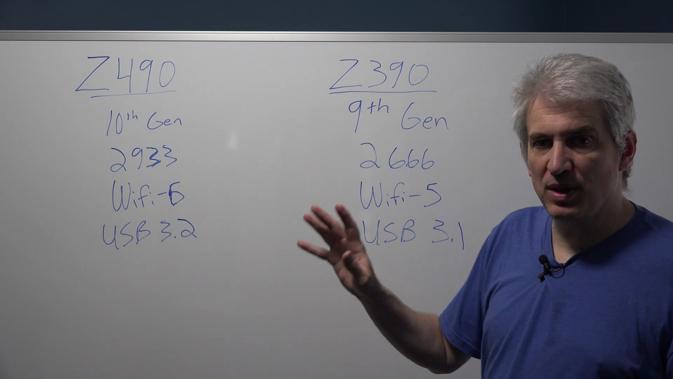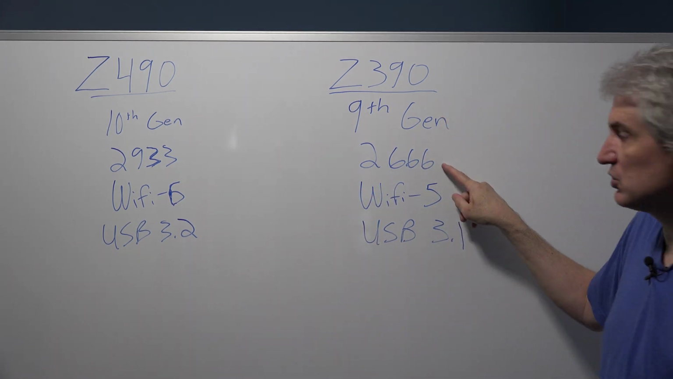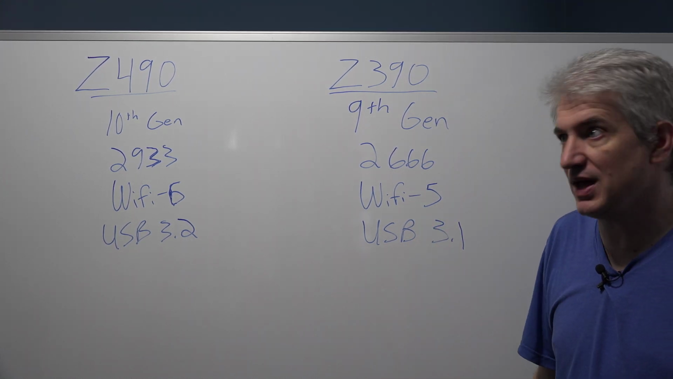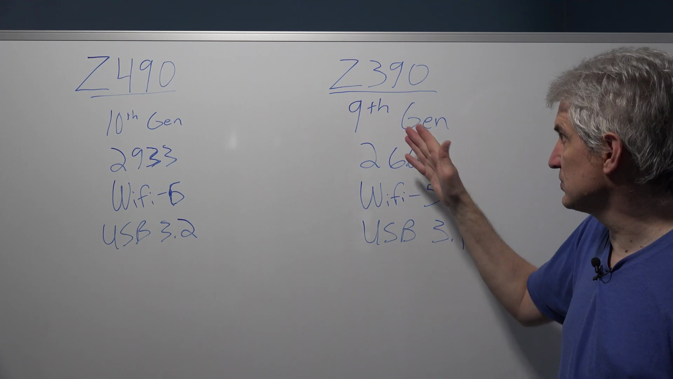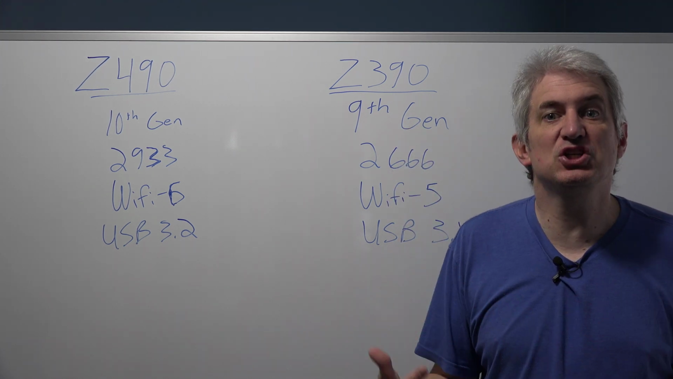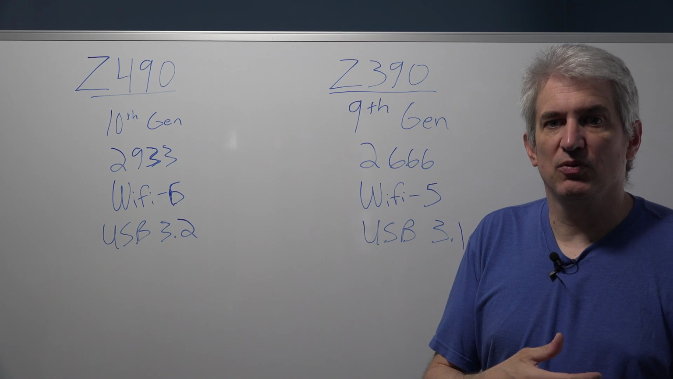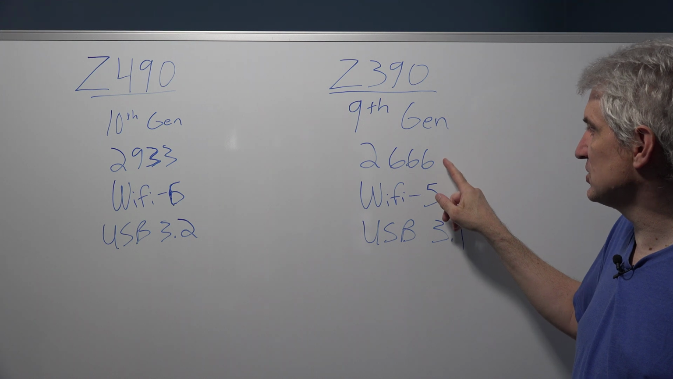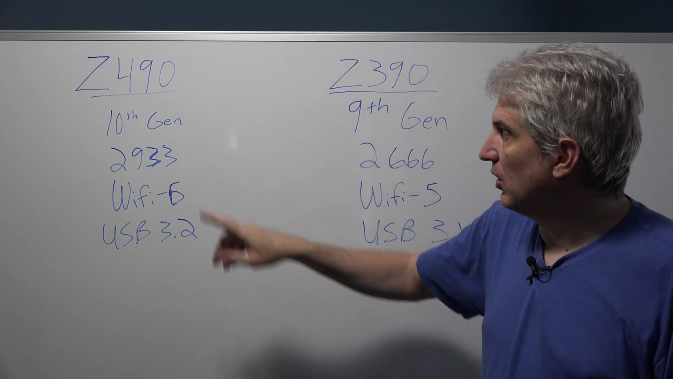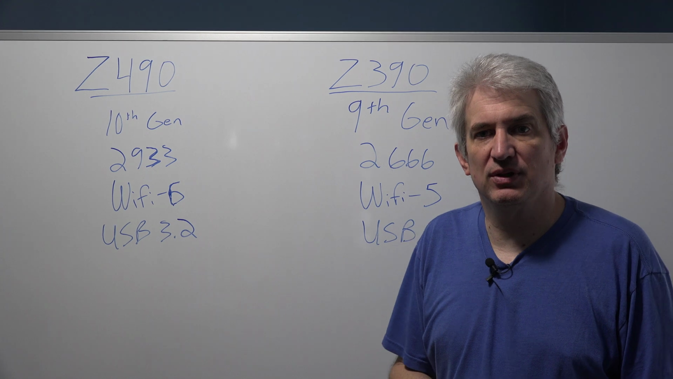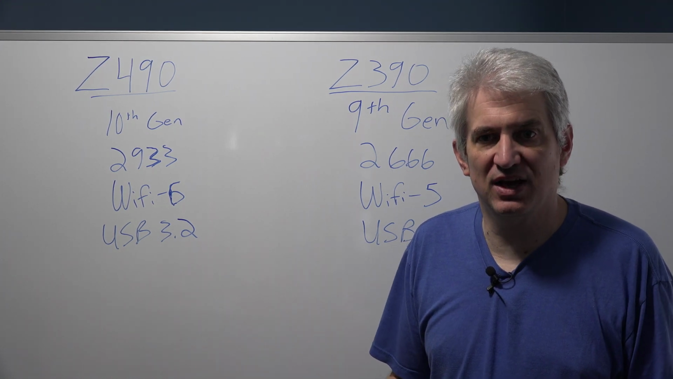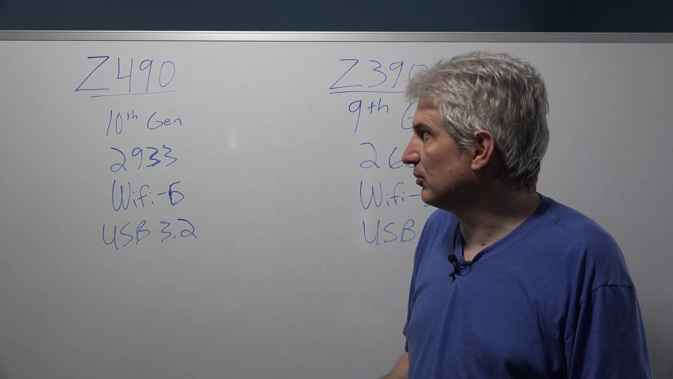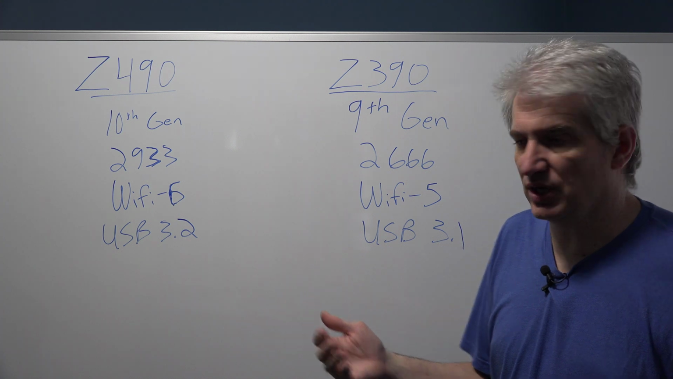The official memory support for Z390 was 2666. Now we were running 3600 RAM, and I was actually running 4000 speed RAM on this motherboard, but that's not officially supported, although faster speeds are widely used. On Z490, it's 2933. Again, we're running much faster memory than 2933 all day long, but that's officially supported on Z490. You can see a minor change.